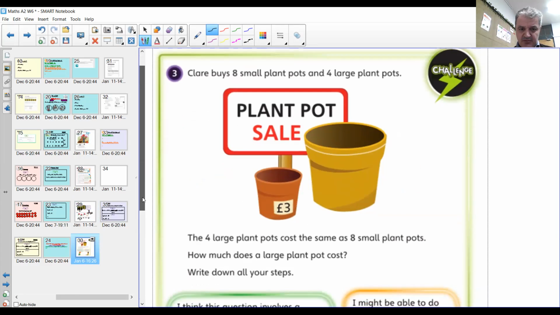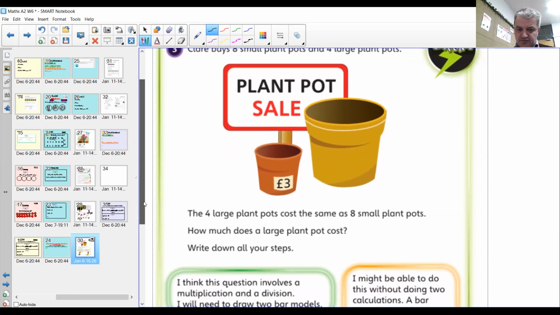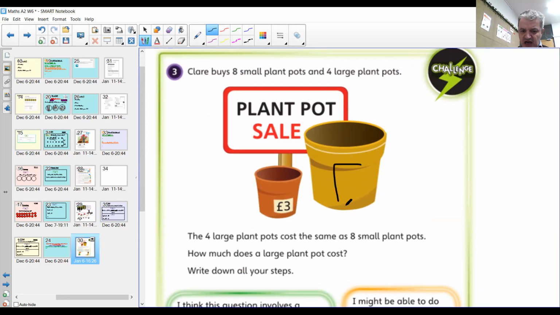Okay, let's go on to our challenge. Claire buys 8 small plant pots and 4 large plant pots. The 4 large plant pots cost the same as 8 small ones. So 8 small. What don't we know here? We don't know how much the large plant pot cost.